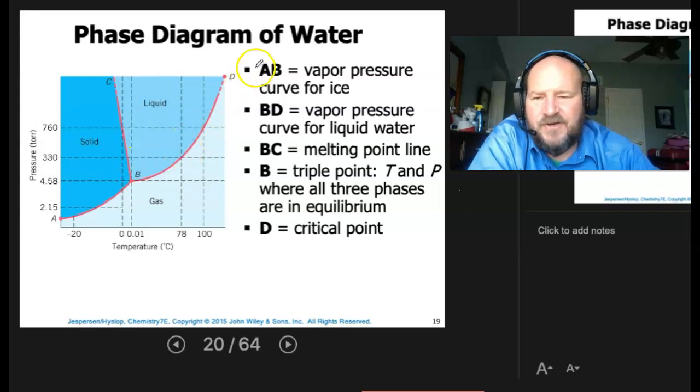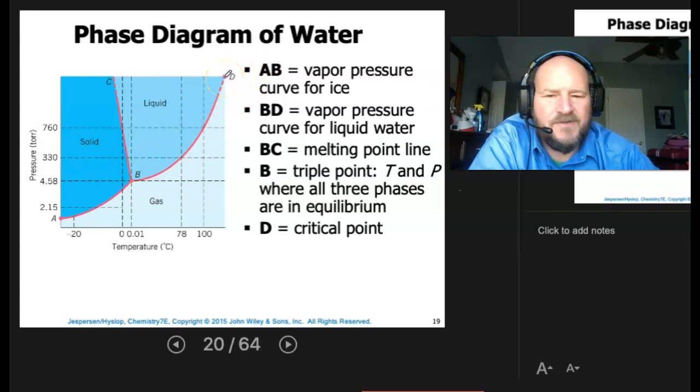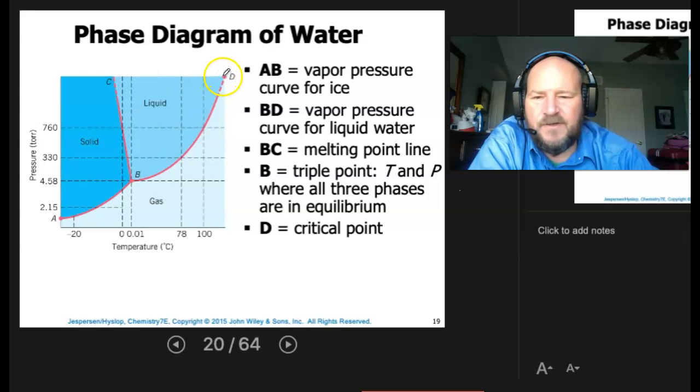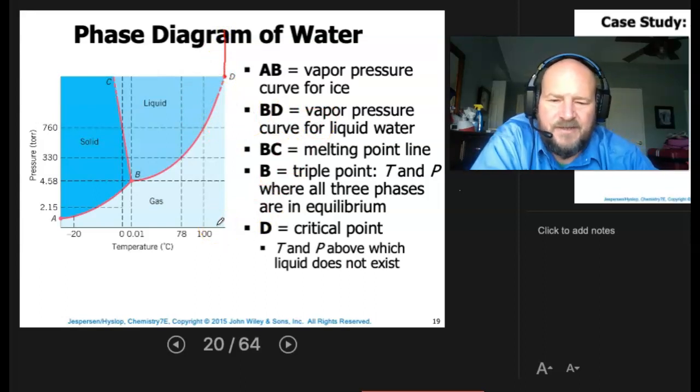So once we reach the critical point, so at that temperature and that pressure, you have no option but now to be a gas. So in other words, once we get to this point, that's just a vertical line straight up, and you're always going to be a gas. All right, so T and P above which a liquid does not exist.